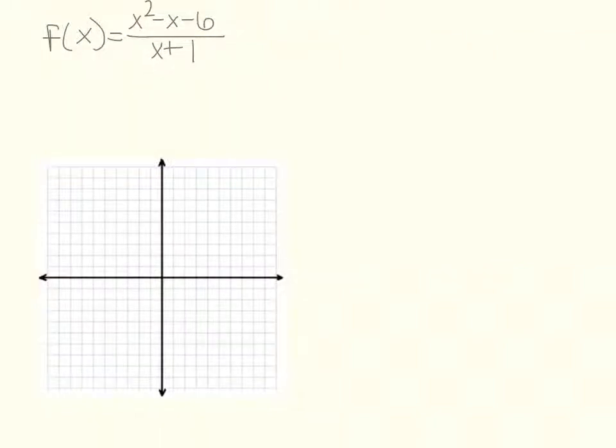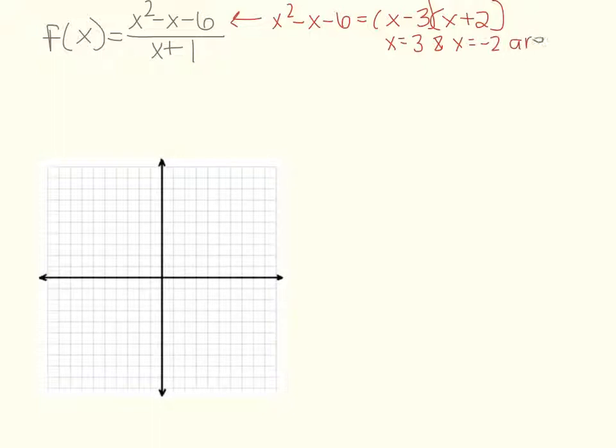Okay, so let's go ahead and look at another rational function. First step again is to find the x-intercepts. What would make the numerator equal 0? In this case, x squared minus x minus 6 factors to be x minus 3, x plus 2, which means that x is equal to positive 3 and x is equal to negative 2 are the x-intercepts. Go ahead, add those to your graph.